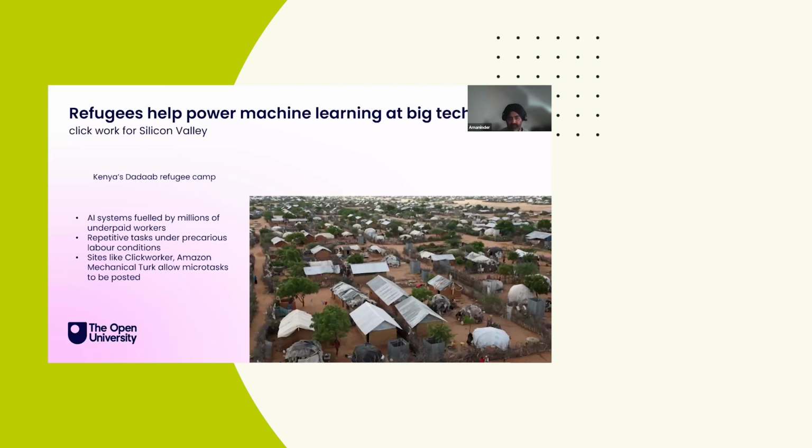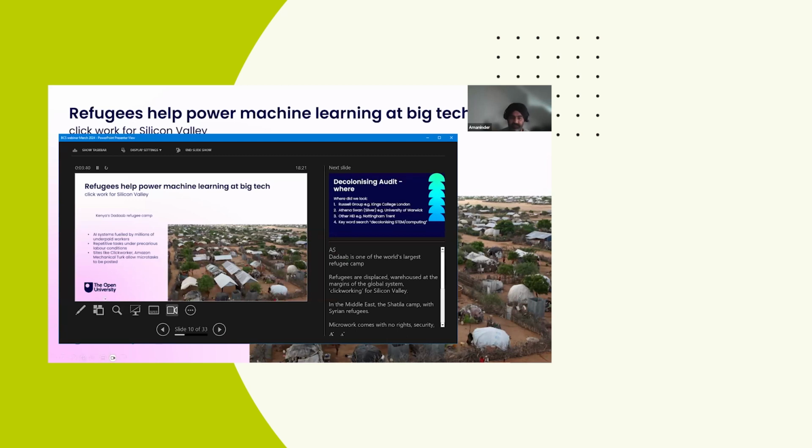So this is an example shown in this picture. Dadaab is one of the world's largest refugee camps. And the refugees are displaced, warehoused at the margins of the global system, and they're finding work in the click-working economy, which is used by Silicon Valley.